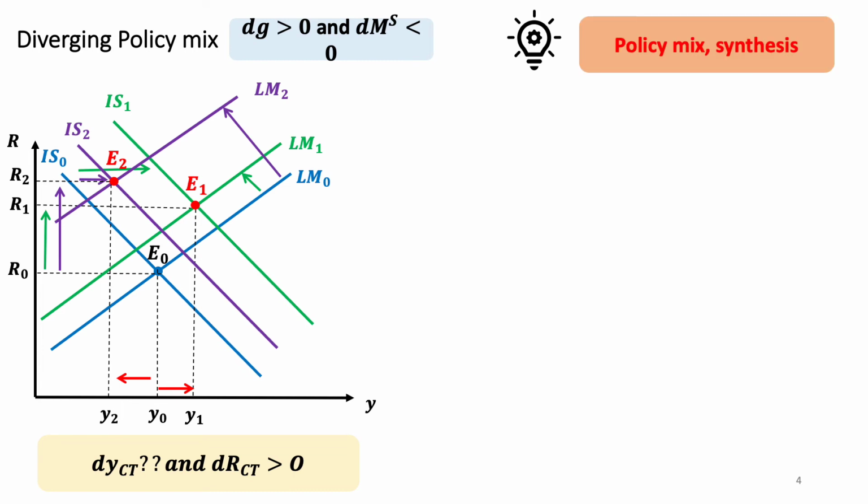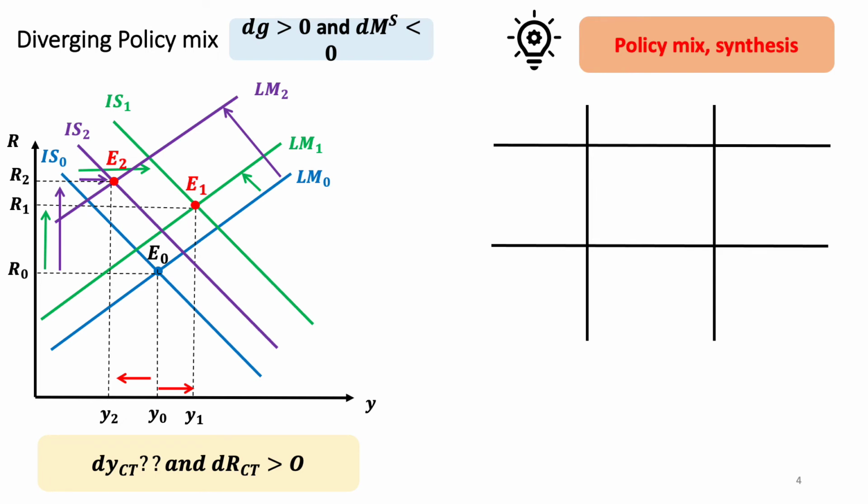Overall, we can say that the use of the two instruments, fiscal and monetary, triggers a double demand shock in the economy, whose impacts we can sum up in a small table. First, if both policies are expansionary, Y will increase, and the effect on R is uncertain. The COVID response in the EU is an example of such a policy mix.